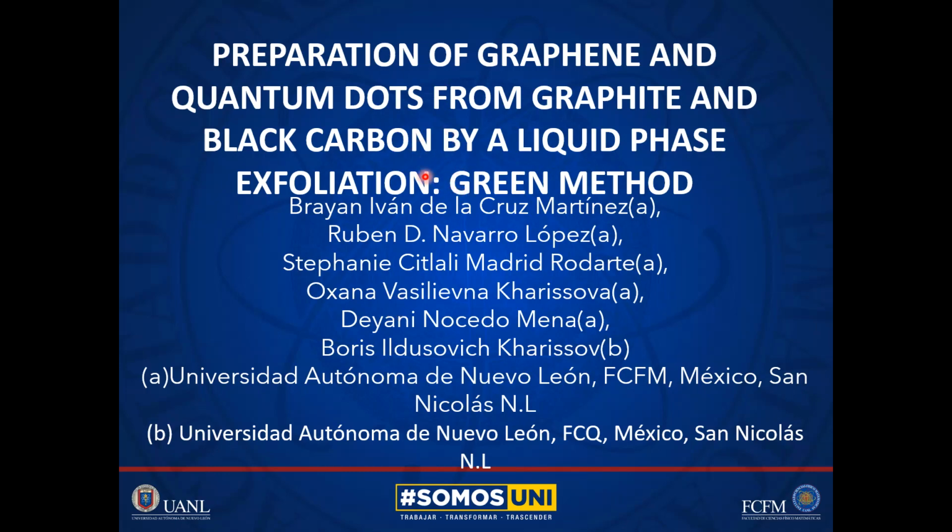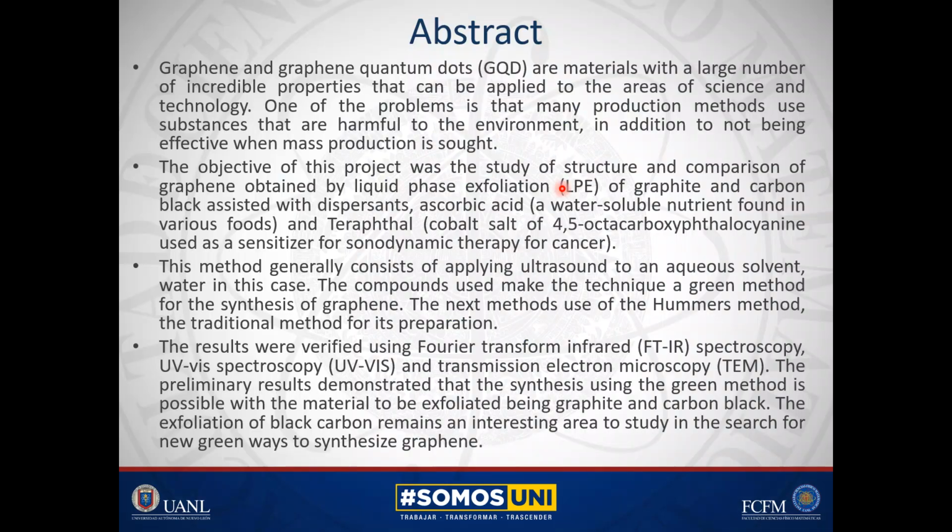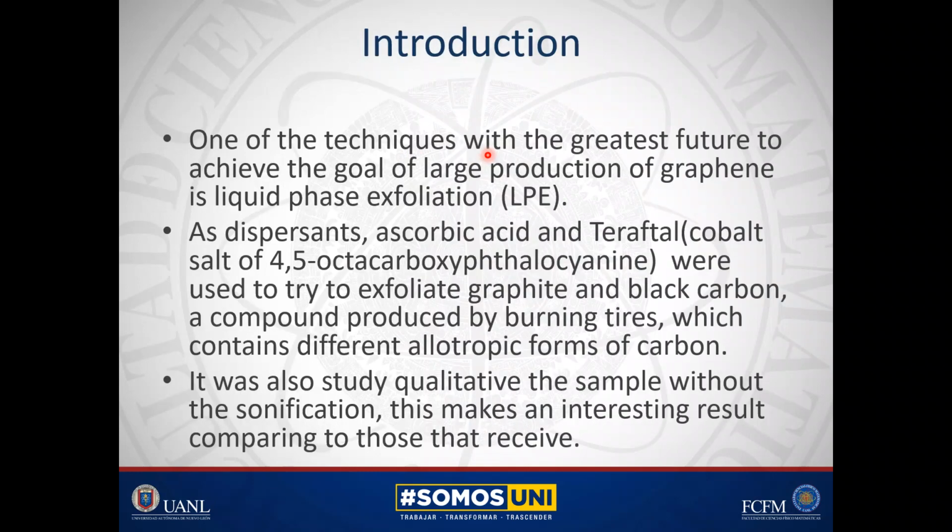Explain the next work, which is the preparation of graphene and quantum dots from graphite and black carbon by a liquid phase exfoliation green method. First of all, we know that graphene and graphene quantum dots are materials with a large number of incredible properties that can be applied to the areas of science and technology. One of the problems is that many production methods use substances that are harmful to the environment, in addition to not being effective when mass production is sought.